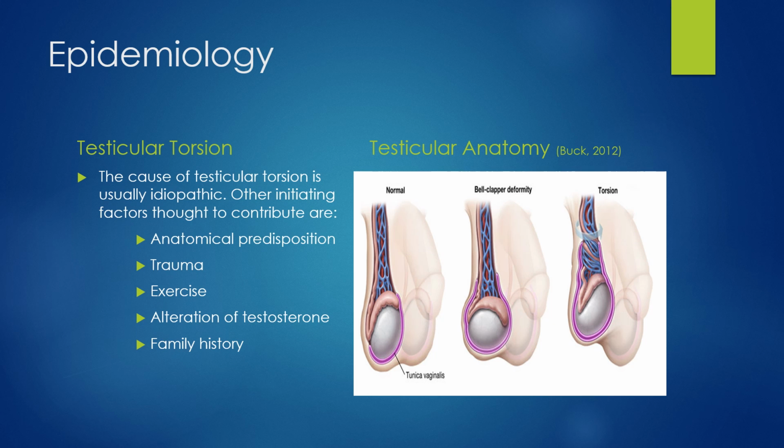The picture to the right has 3 different depictions. The first depiction on the left is a normal testis within the tunica vaginalis. In the middle, we can see the bell clapper deformity. In this picture, the testis is able to freely move within the tunica vaginalis. This often leads to the picture off to the right, which is a testicular torsion. In this picture, we can see that the testis is still freely moving within the tunica vaginalis. This has led to the spermatic cord to twist, cutting off both the venous and arterial blood supply to the testes.